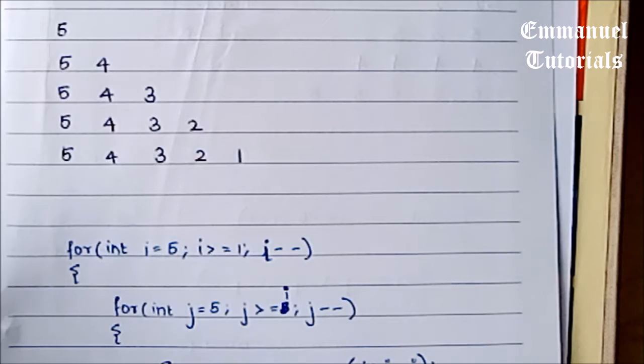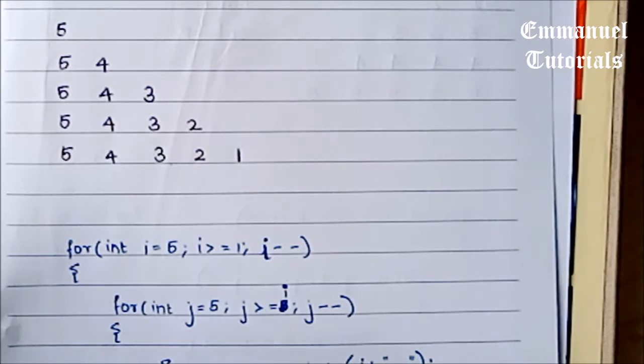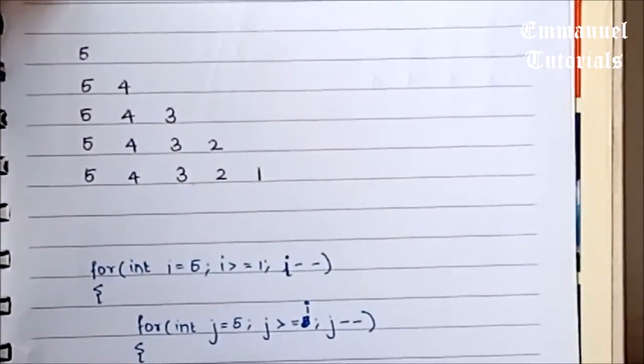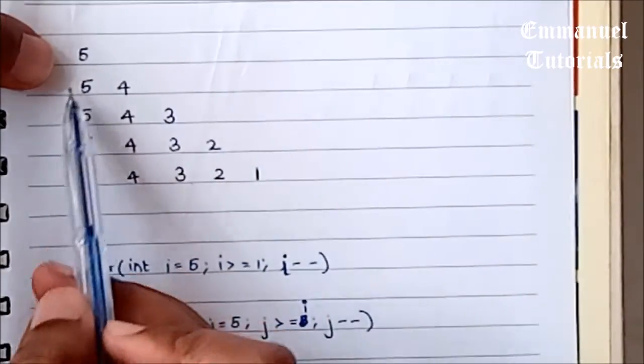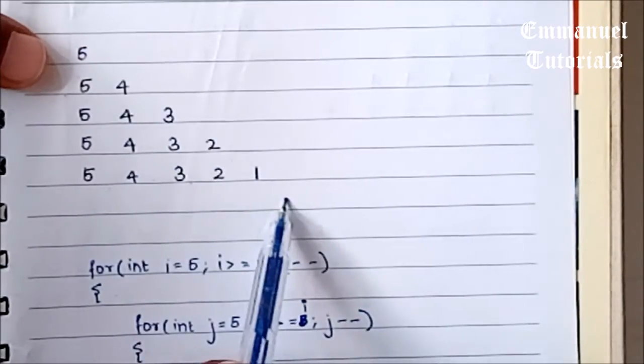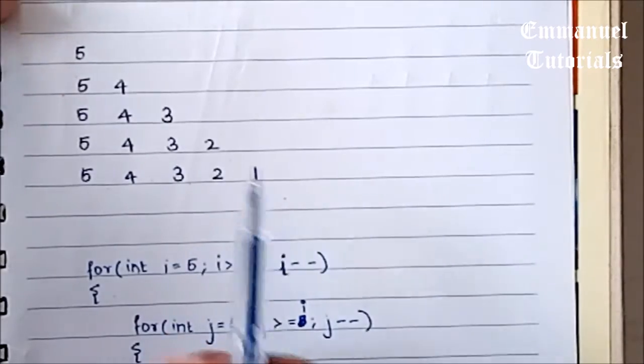In this video, we'll be seeing how to write a Java code to print this pattern. This is the third video in the pattern programming series in Java. So we'll start. This is the pattern we are expected to print. It's 5, 5 4, 5 4 3, 5 4 3 2, 5 4 3 2 1. That means it's just printing the numbers in descending order.